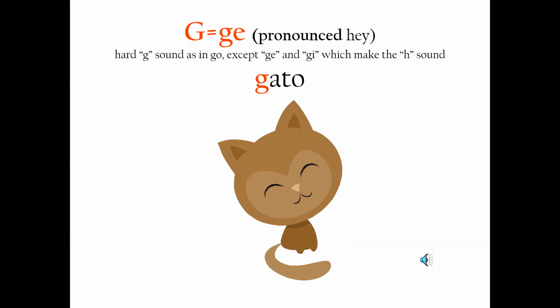G. It almost always makes a hard G sound. So it's going to be gato, gato. Sometimes it will make that H sound, like he or he. But it is almost always a hard G sound. Gato.